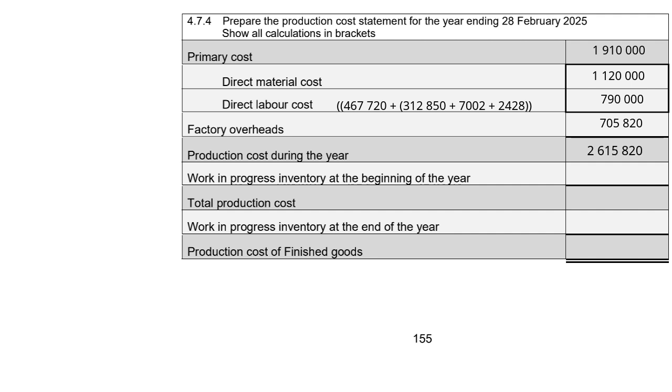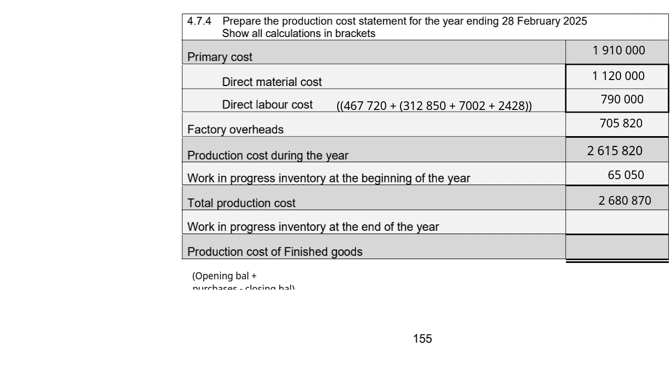and that gives you 2,615,820. Our work in progress inventory at the beginning of the year is given as 65,050 Rand. So our total production cost will then be 2,680,870. Our work in progress inventory at the end of the year will be our balancing figure. So we first need to calculate the production cost of finished goods.